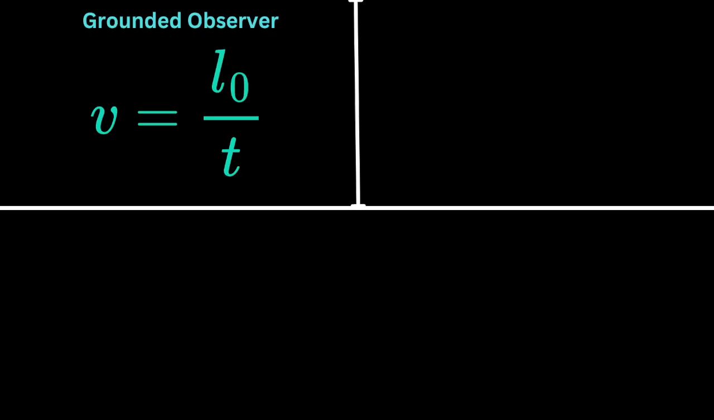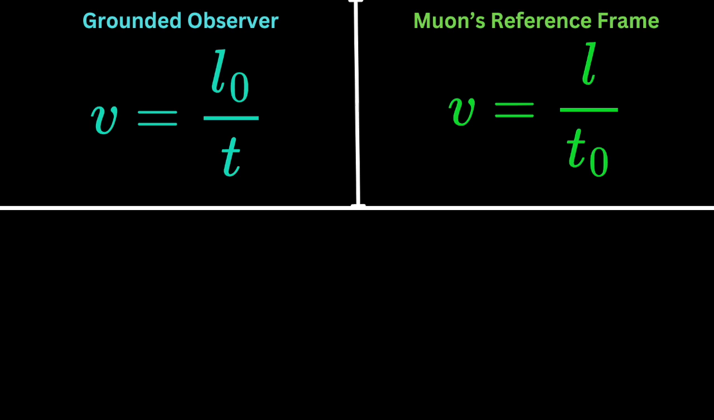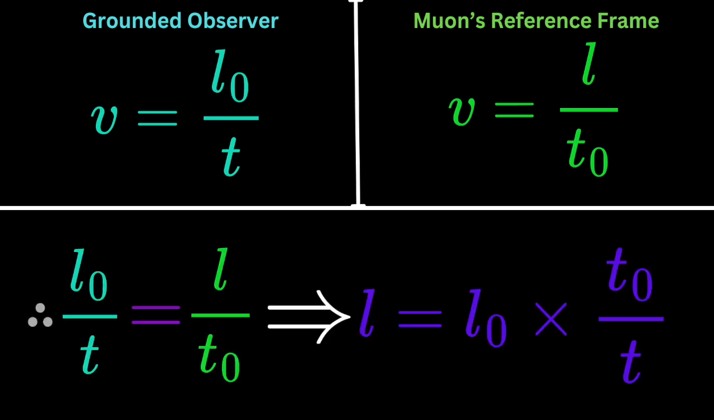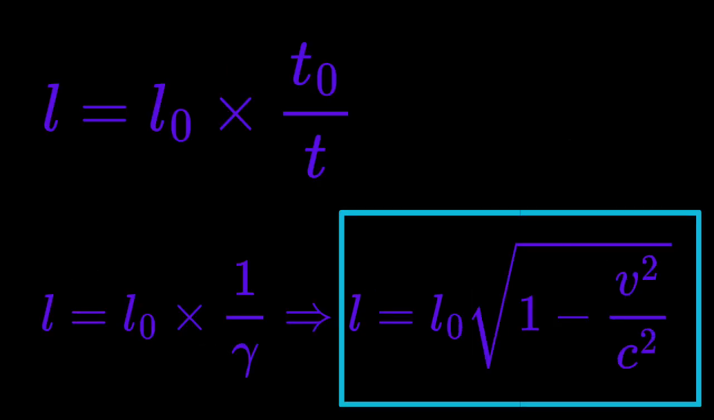Mathematically, we can depict that information like this. A grounded observer measures the velocity of the muon by dividing the proper distance L0 by the dilated time t. The muon measures the velocity at which Earth's surface rushes towards it by dividing a contracted length L by the proper time t0. Solving for L, we get this expression, but t over t0 is just 1 over gamma, giving us this equation for length contraction. This equation shows us that when a massive object of some length L0 is rushing towards an observer, it is contracted along its plane of motion. In the case of the muon, it is Earth's surface rushing up towards the muon, causing the distance between the ground and the atmosphere to appear shorter.